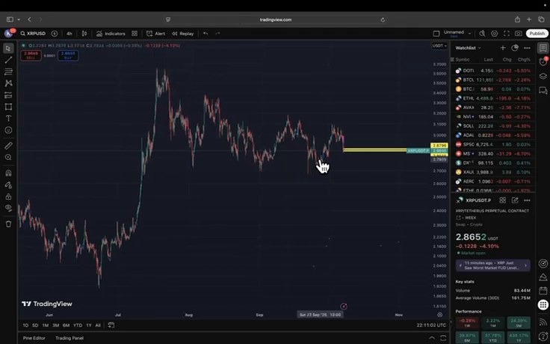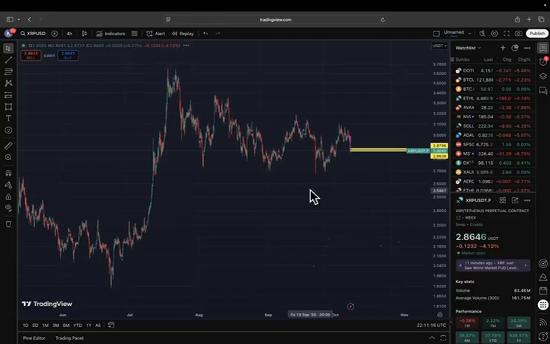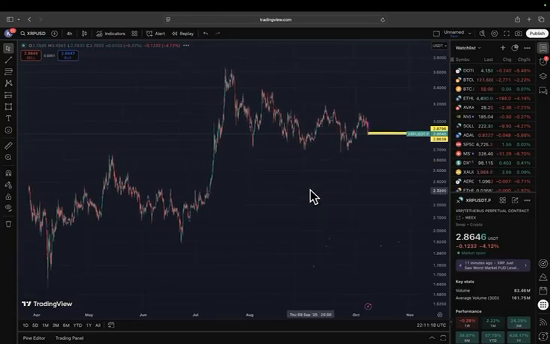And if you hear me saying something like internal liquidity, it means I want price to take the levels that it has formed before on the inside, on the downtrend. So this becomes your internal liquidity.